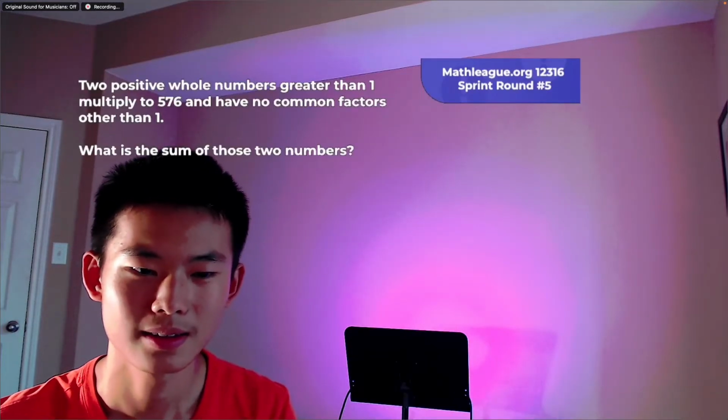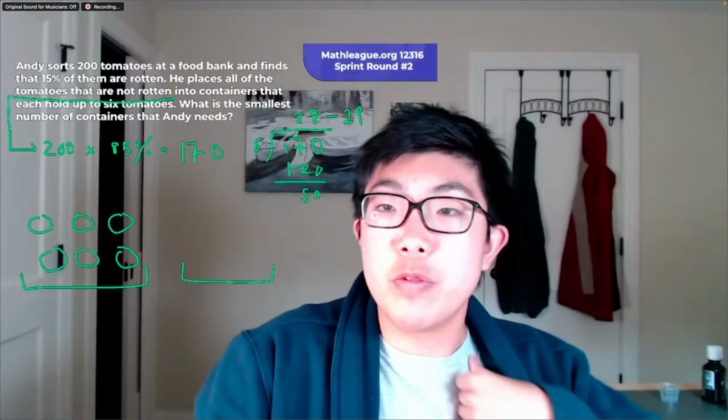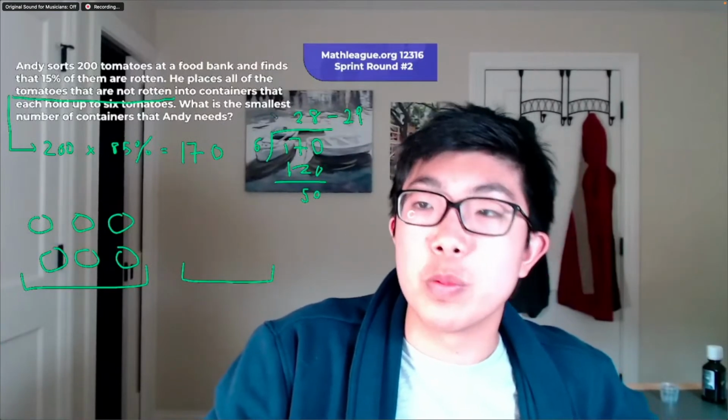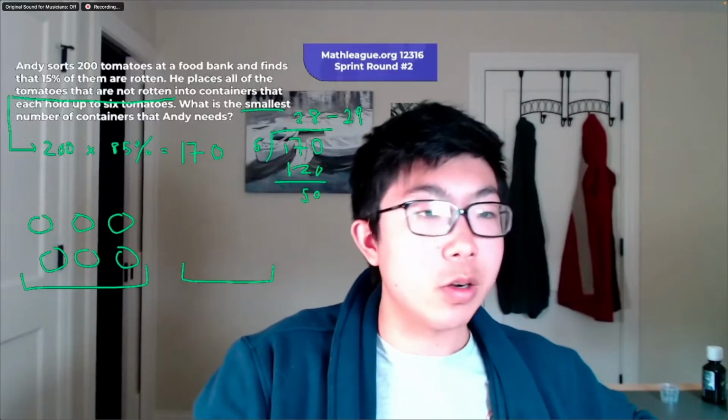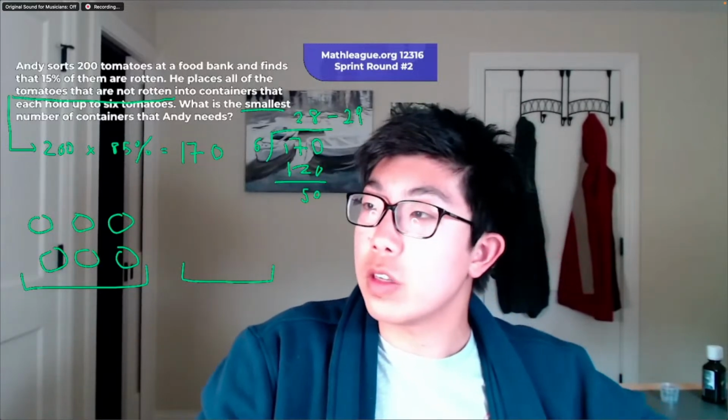Right, let's see your answer. Yeah, that's correct. It'd be very tempting to put 28 because of the word smallest, but remember that we still have 2 tomatoes left that we need to fit into a container. So we're going to need 29 as our smallest here.